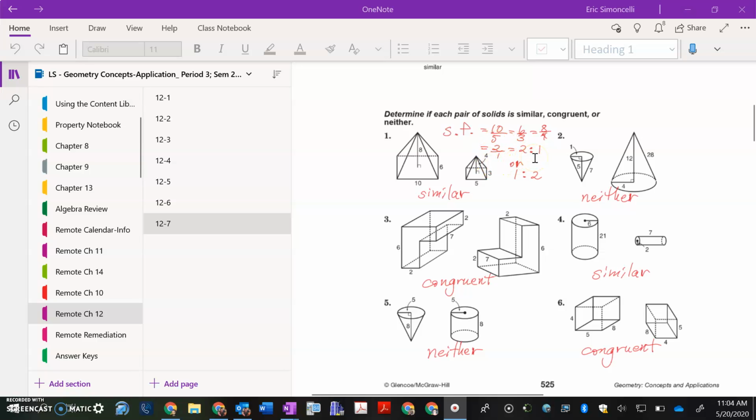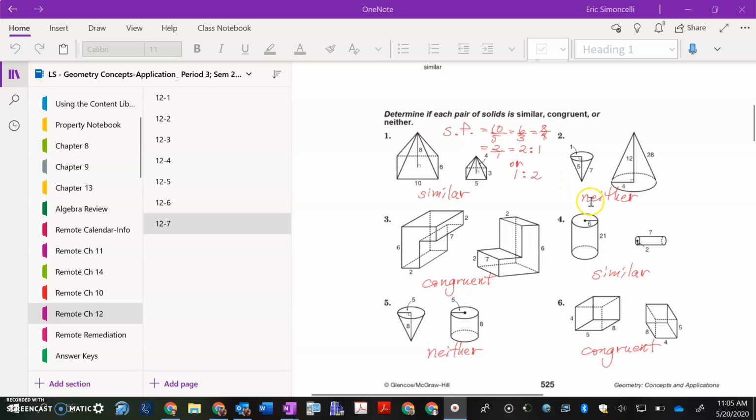So yes, the scale factor is 2 to 1, comparing the left to the right pyramid, or vice versa, if you compare the right to the left pyramid. 1 to 2 would be acceptable for a scale factor as well. So similar is the resulting answer to this problem. So we'll use scale factor, like I said, in the future on homework for tonight.